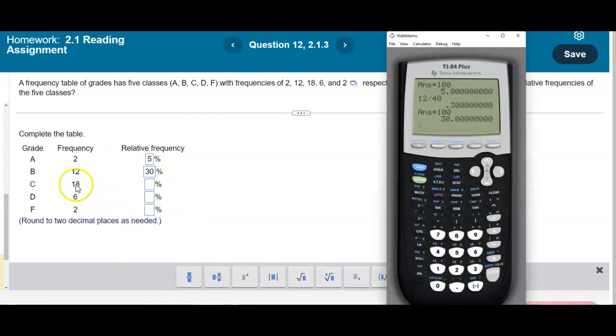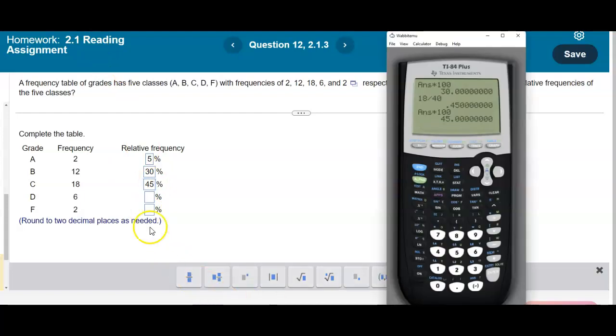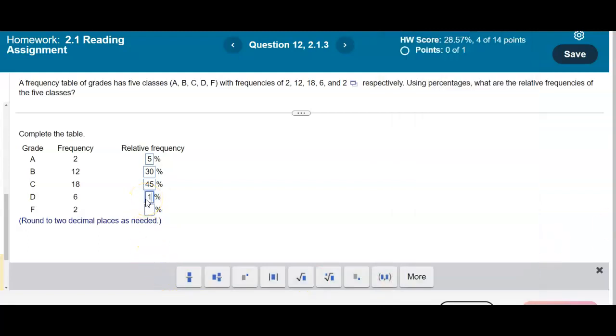Okay, next, we're going to take 18 and then divide that by the total frequency, which is 40. And that gives us 0.45. Now we're going to multiply that by 100%, and that gives us 45%. Okay, next, we have 6. If we take 6 and divide that by 40, which is the total amount of the frequency, and then multiply that by 100%, that gives us 15%.